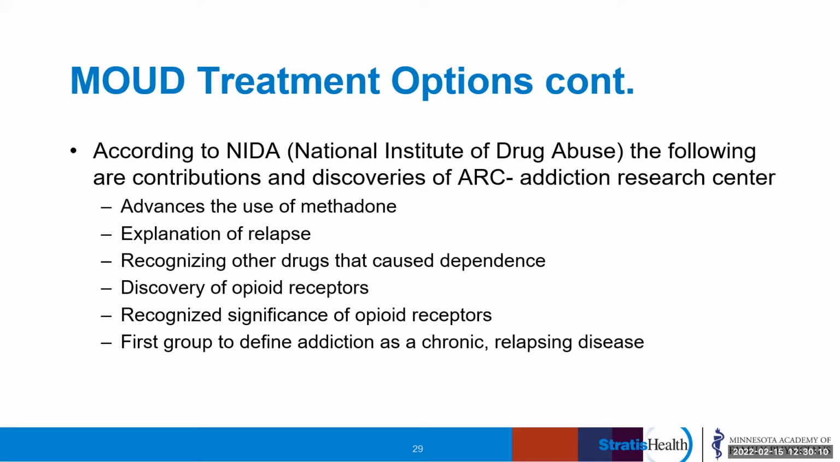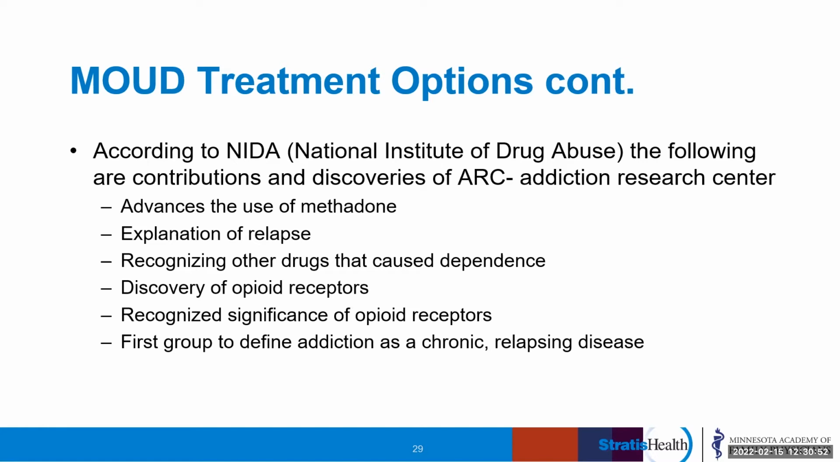And the reality of it is that even NIDA to this day, the National Institute on Drug Abuse, basically says that they did do a lot of things that contributed to the treatment and really what's gone on with addiction even until now. And these are some of the discoveries of the Addiction Research Center. They greatly advanced the use of methadone. They experimented a lot with methadone, which evolved into the methadone programs that we know today. They did a lot on explaining why people relapsed. And they also recognized that there were other drugs that caused dependence. It wasn't just morphine; other drugs, like cocaine and others, would cause it.